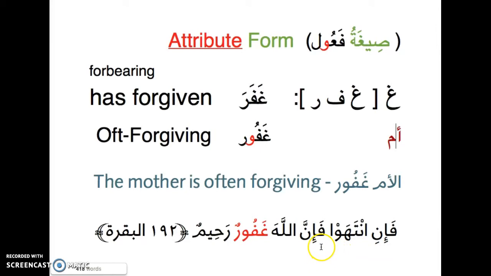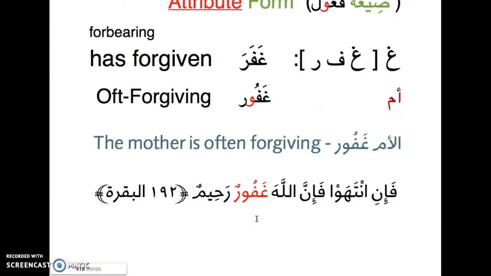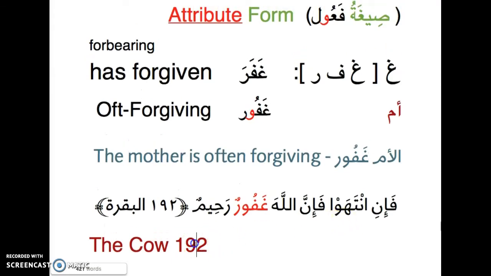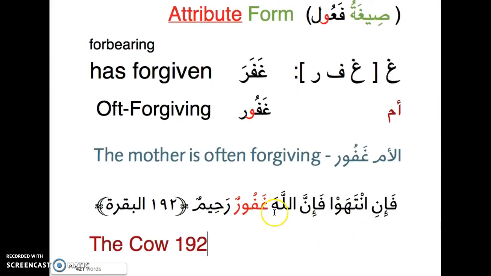فَإِنْ انْتَهَوْا فَإِنَّ اللَّهَ غَفُورٌ رَحِيمٌ. We dealt with Rahim in a previous lesson, and now we're dealing with Ghafur. And yeah, I keep forgetting that, this is from the cow. That's the nickname of the chapter or surah. 192. Look, the number 9 looks similar, right? Yeah, you guys call those Arabic numbers. I only learned this when I was in college. Like, oh, you call them Arabic numbers? Great. Anyways, so we dealt with Ghafur.